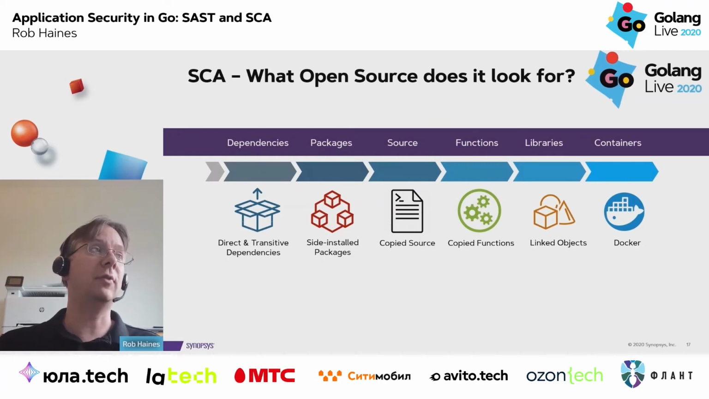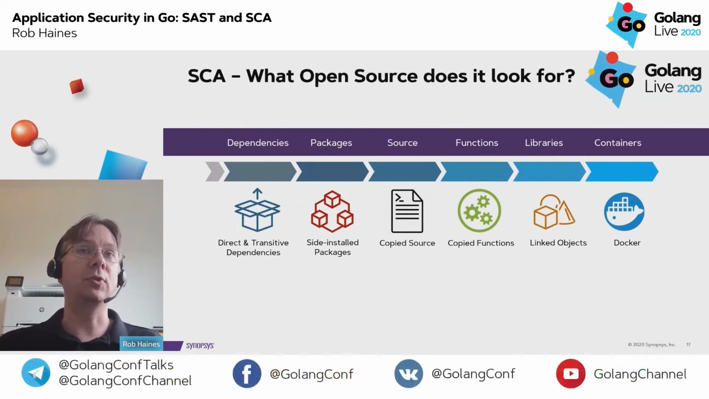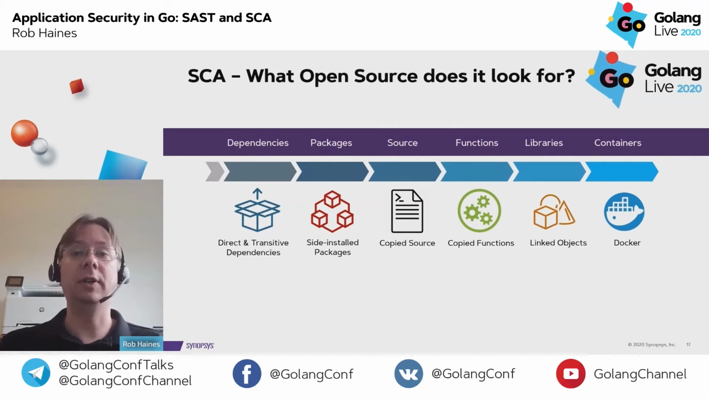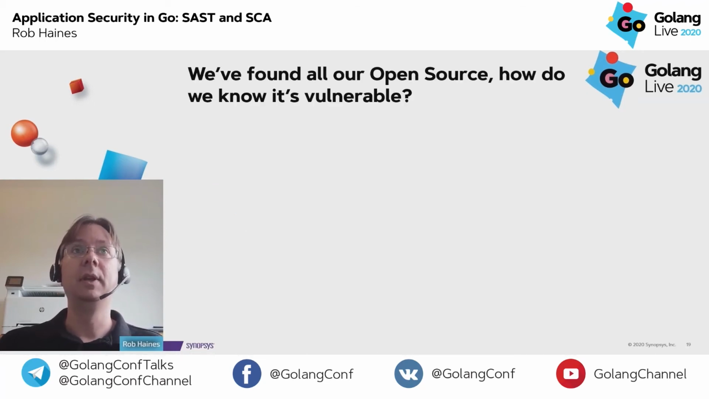So we use these different ways of getting open source in, and our tools can help actually scan all these things. We look at the dependencies, we look at the file system, we look at each individual source file for snippets of open source. We can use binary analysis to look at linked-in libraries, and then also scanners on Docker to look at the containers. So we found all our open source. How do we know it's vulnerable?